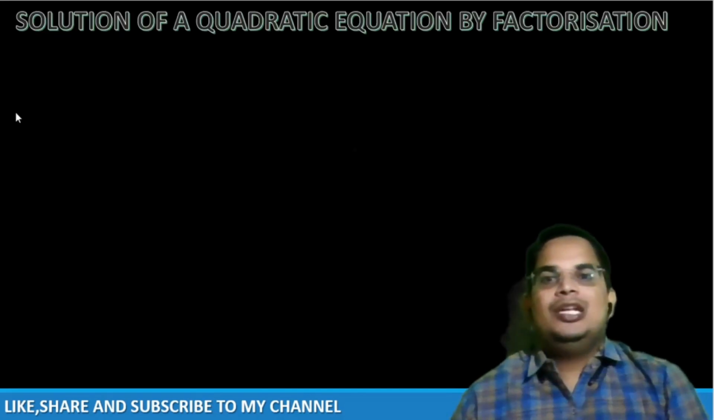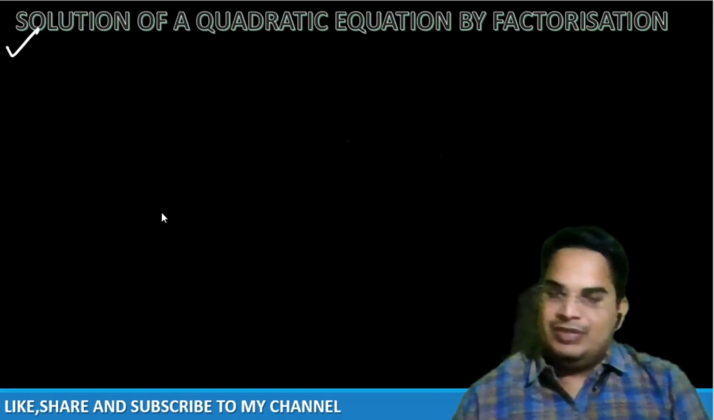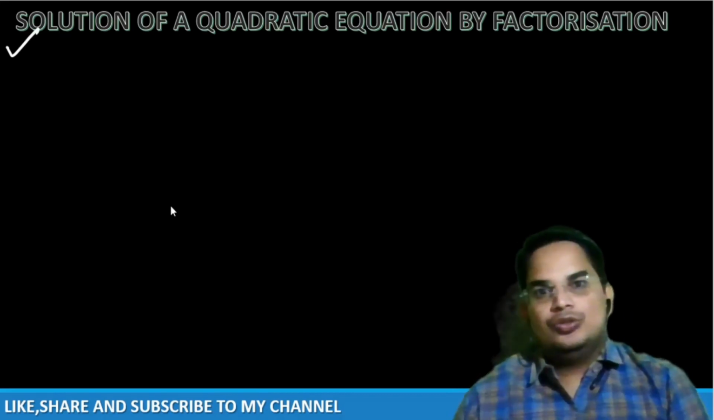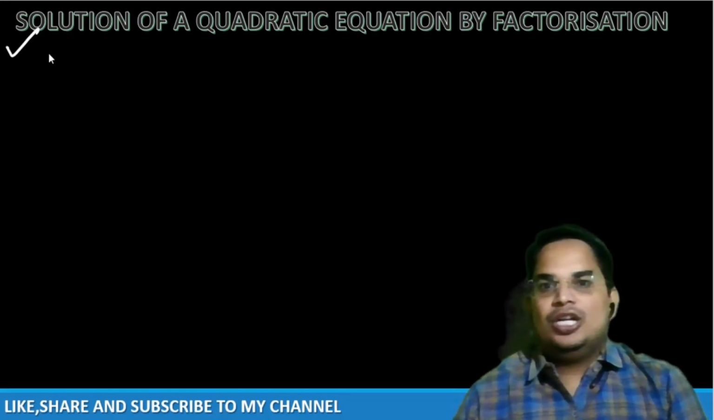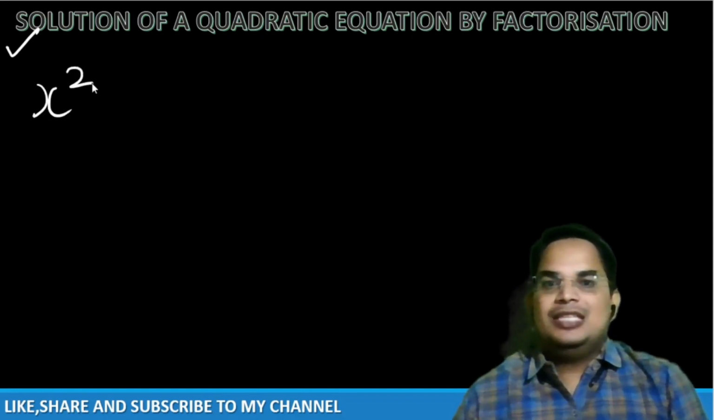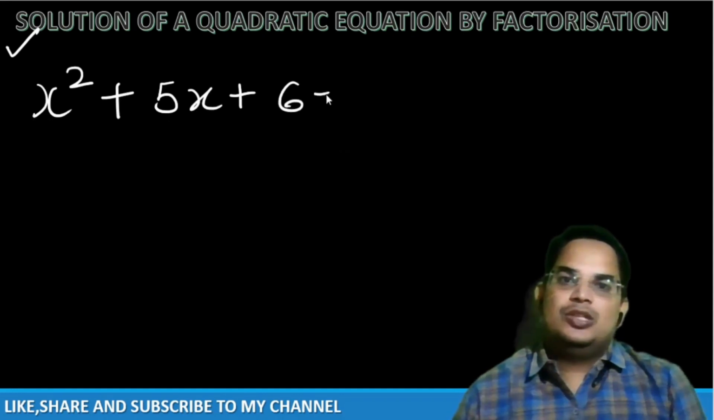Now I'm going to tell you the solution of a quadratic equation by factorization method. There are lots of methods to solve the quadratic equation. So dear children, if I talk about the factorization method, what is this? I'm going to take an example. Look at this. This is the example: x square plus 5x plus 6 is equal to 0.